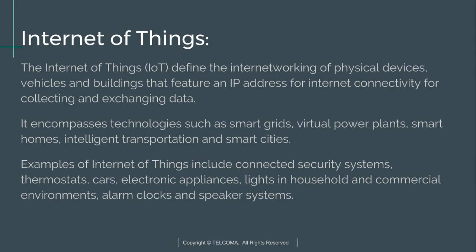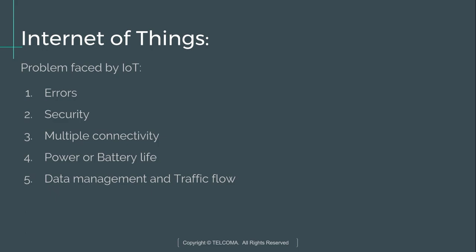So it comprises technologies such as smart grids, virtual power plants, smart homes, intelligent transportation and smart cities. For example, the Internet of Things includes connecting security systems, thermostats, cars, electronic appliances, lights in household and commercial environments, alarm clocks and speaker systems. So this is an example: we connect these systems together so that they interconnect and perform tasks together. Now, the problems or challenges faced by IoT during implementation.